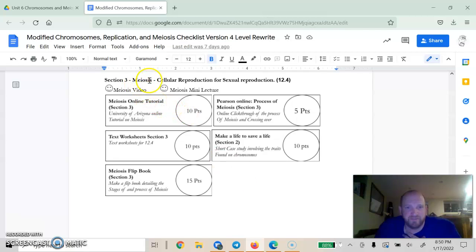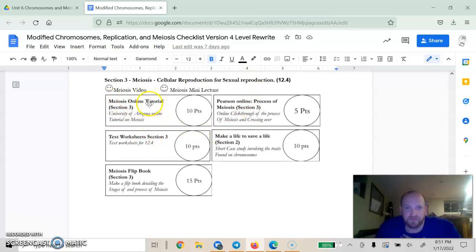Finally, we have section 3, which is meiosis, cellular reproduction for sexual reproduction. So meiosis is when your cells make copies of themselves. However, they only do it for sexual reproduction. There's a different process for growth or repair or anything like that.